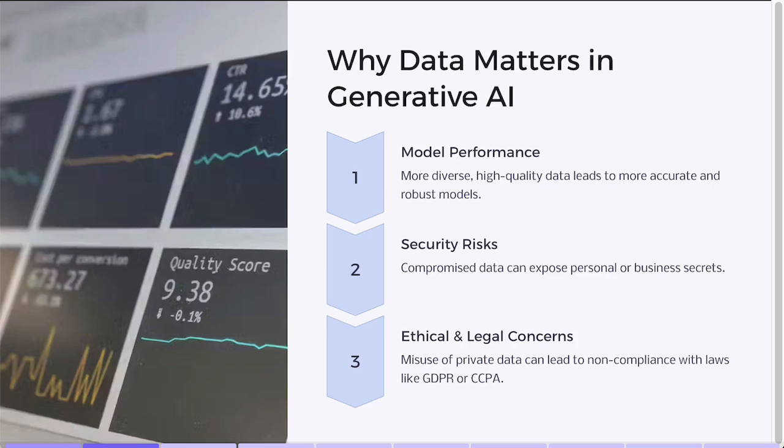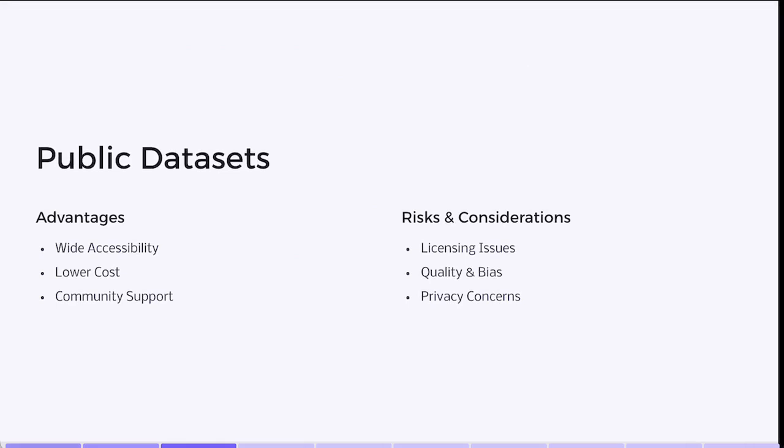With that in mind, let's look at the two major categories of AI training data and what you need to know about them. We have public data sets. So first we have public data sets like ImageNet, CIFAR-10, or open text corpora from sources like Wikipedia. These are often freely available on the internet and used extensively in academic and open source AI research. The advantages are wide accessibility, anyone can download and experiment with them. Lower cost, typically free or low cost, which is great for startups or individual researchers. And community support, so popular datasets are well documented with established benchmarks.